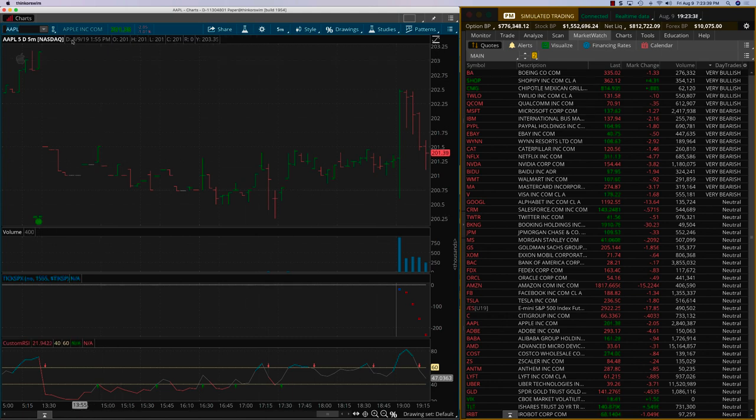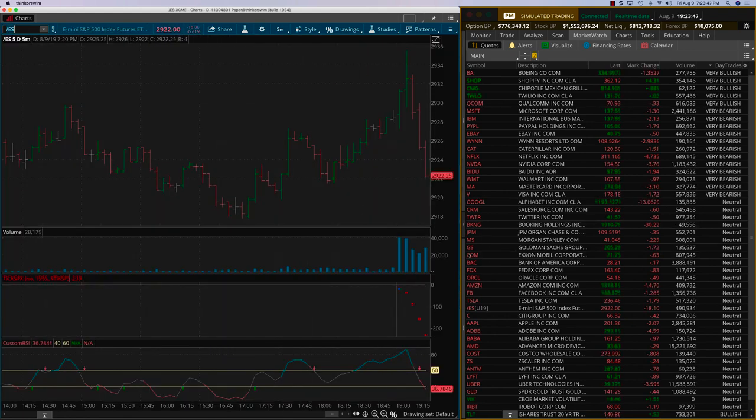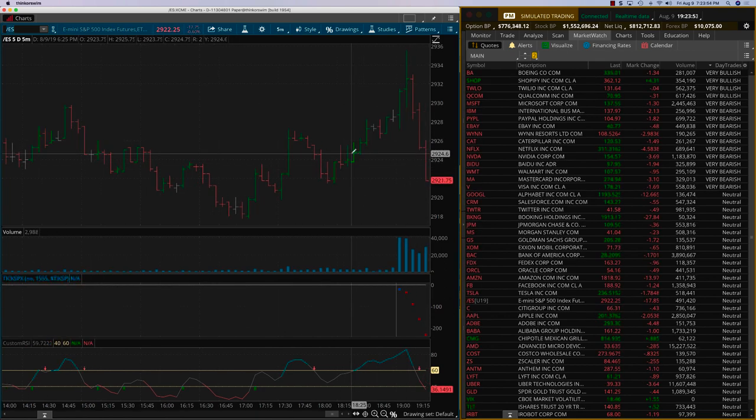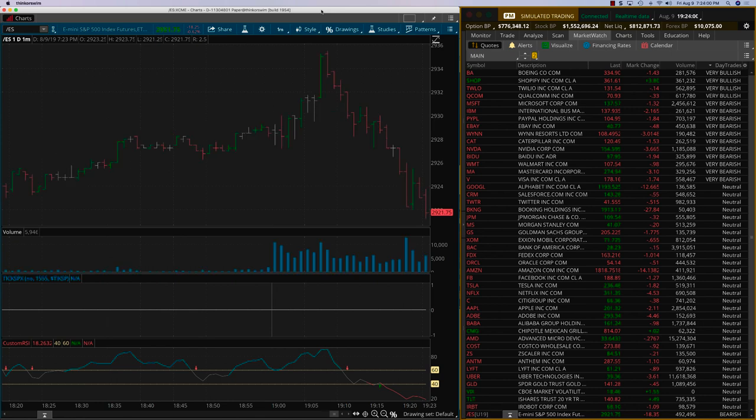Okay, all right, so I'm going to go back to the ES over here and let's look at how this is shaping up. So in my opinion, it is still a little early for the 5-minute chart, although it's developing nicely. We are still just into about 25 minutes on the trading day. So I'm going to go back to the 1-minute chart just to get a quicker feedback loop on this one.